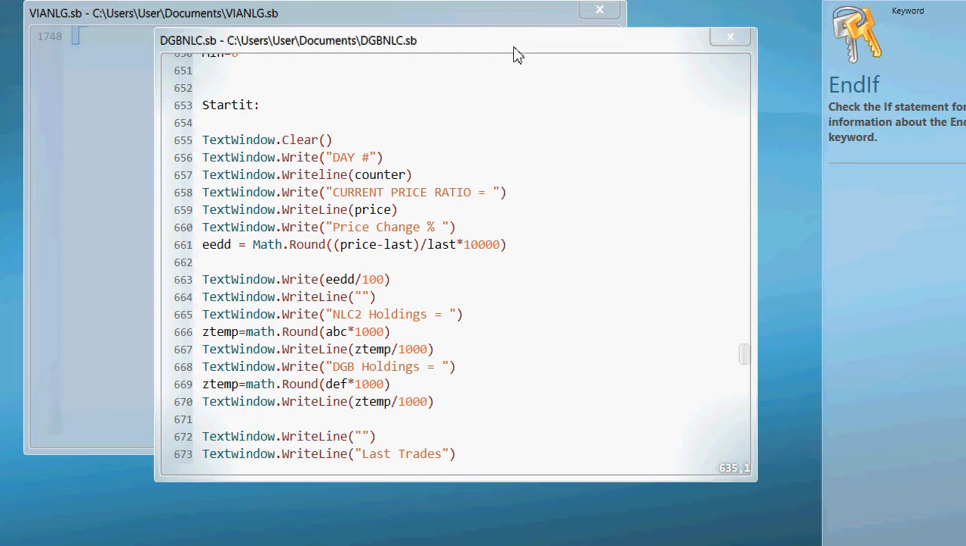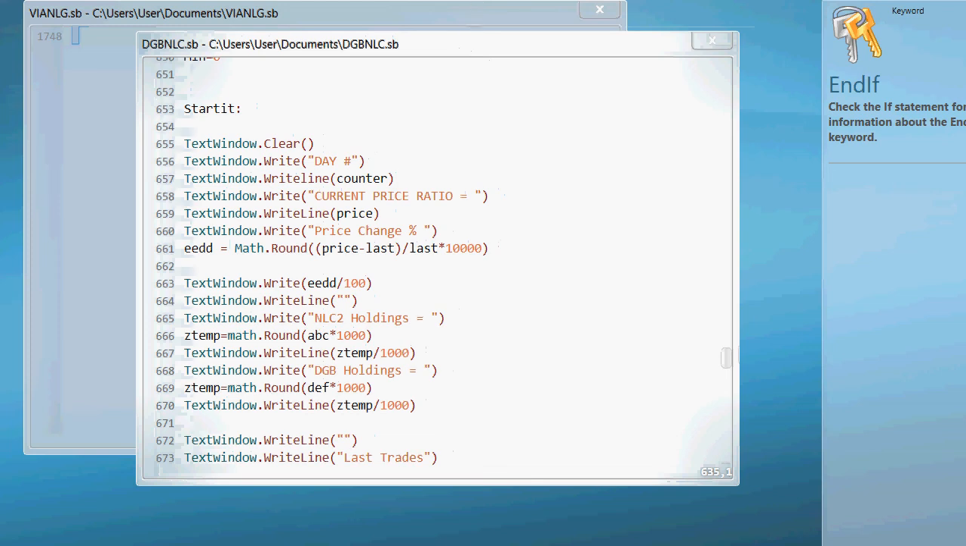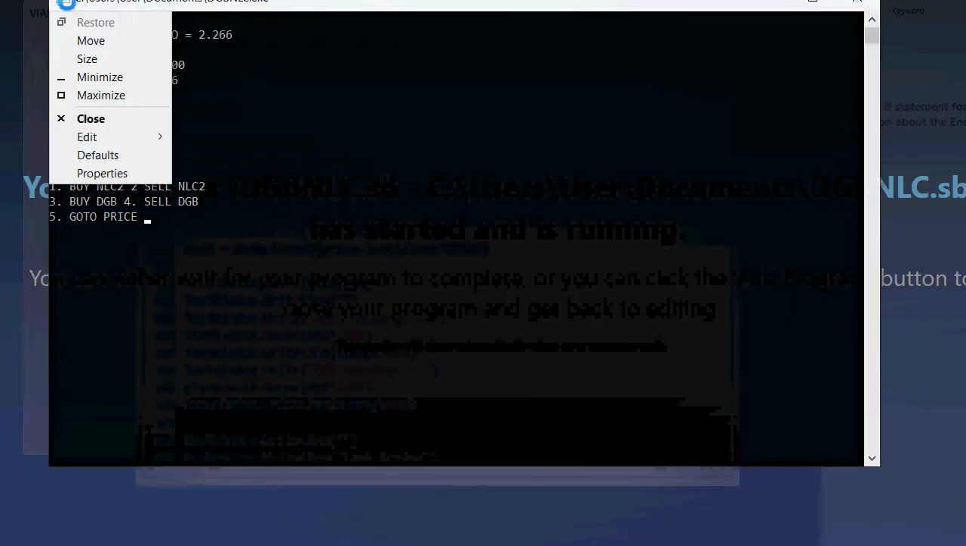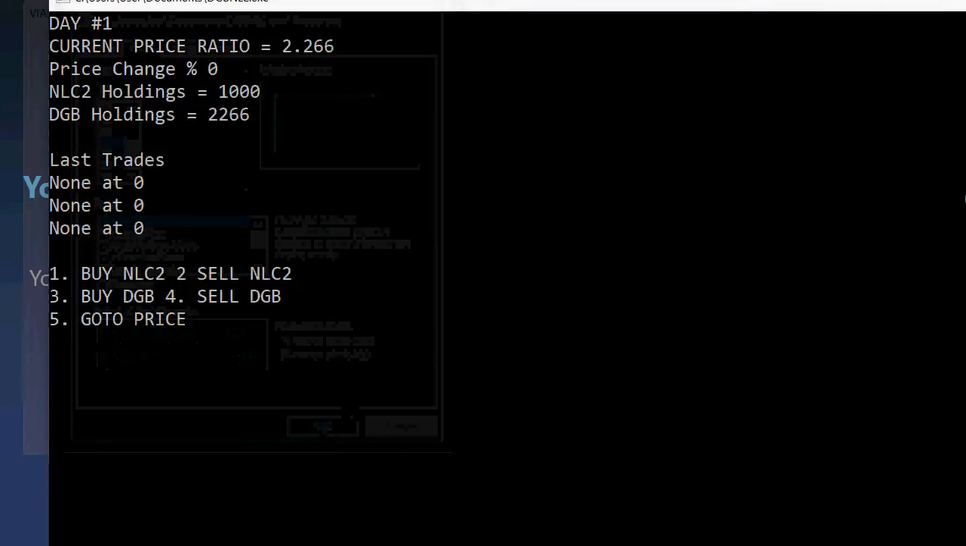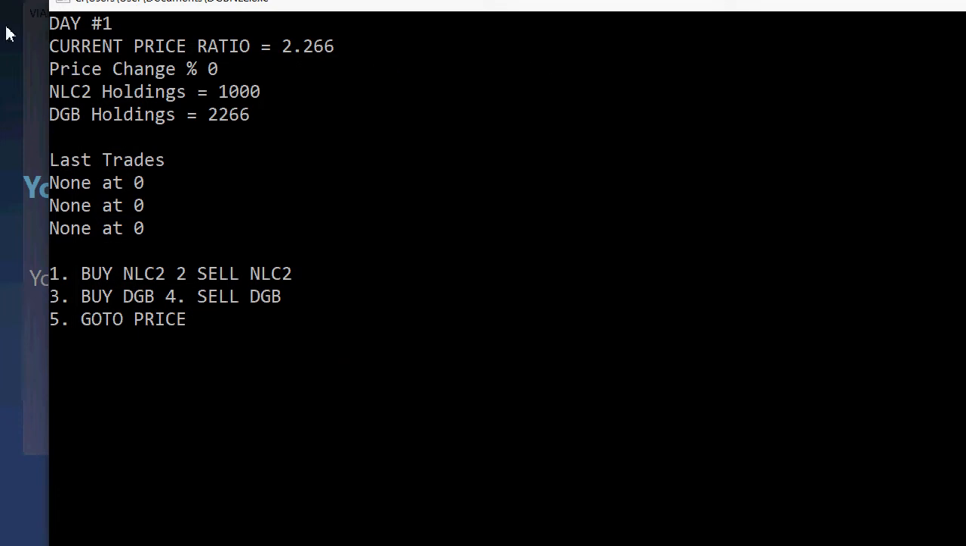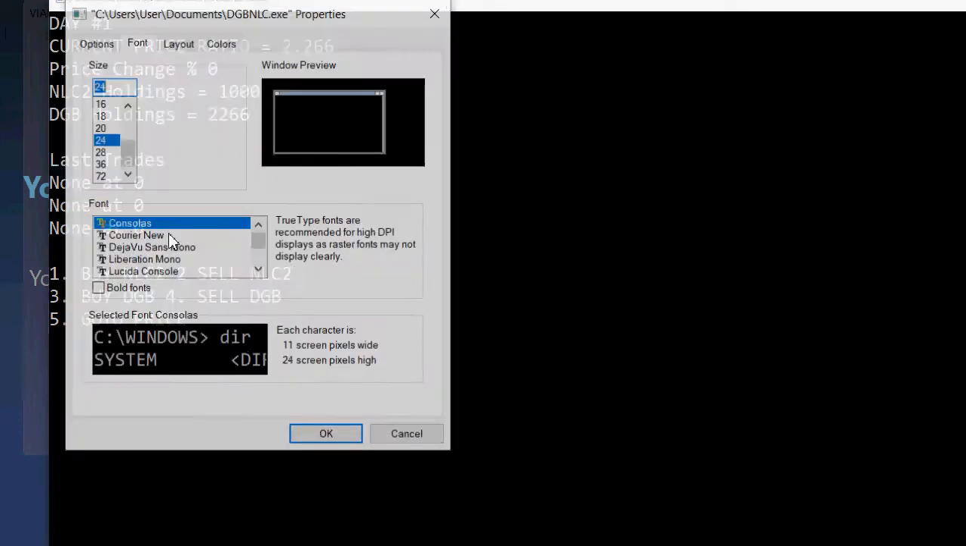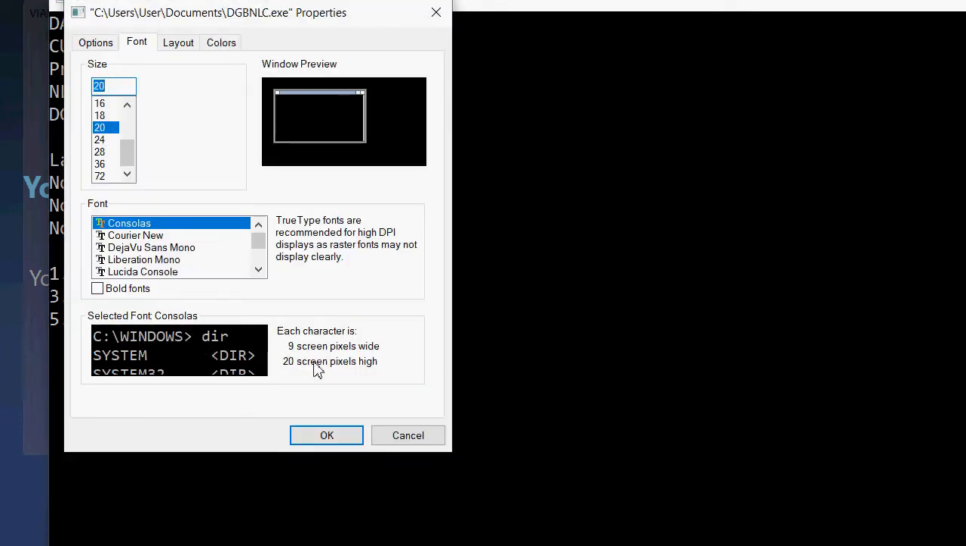I'm going to go over two different coins in which I've put together as far as trading them. What we're going to do is I'm going to first run this on, we'll say, a 24 point font. I want to go smaller than that because I'm going to put two screens side by side. Let's go 20.